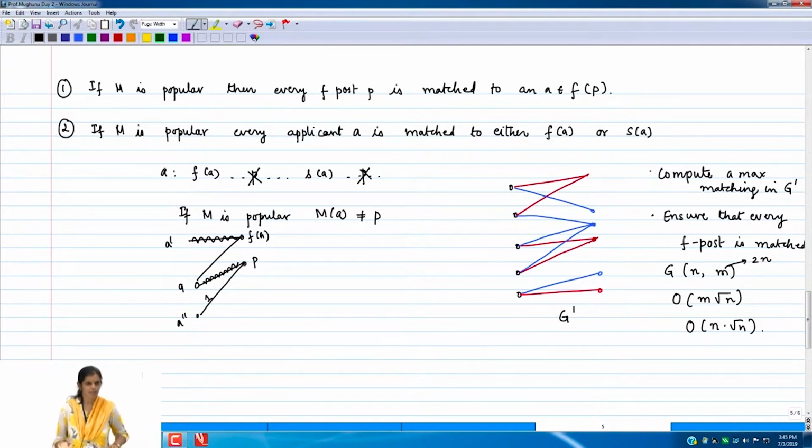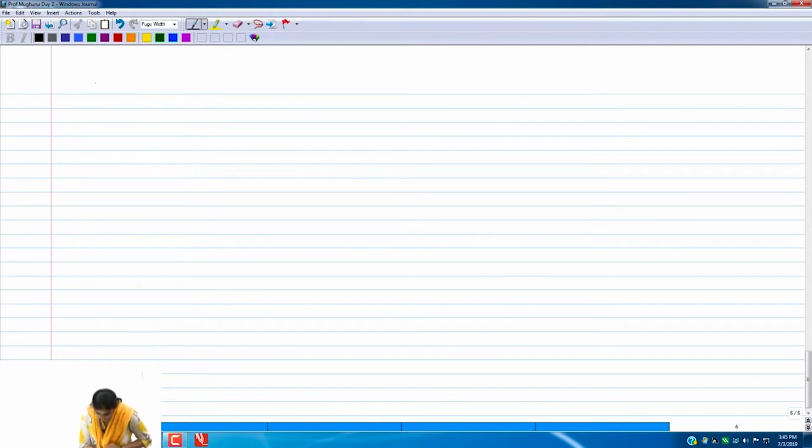In fact, this can be improved to a linear time algorithm, but for now we will just say that there is a polynomial time algorithm, assuming we prove the sufficiency, that is, if a matching satisfies these conditions, it is also popular. Okay. So we want to show the sufficiency, that is, if M satisfies the two conditions, I won't write them again, then M is popular.